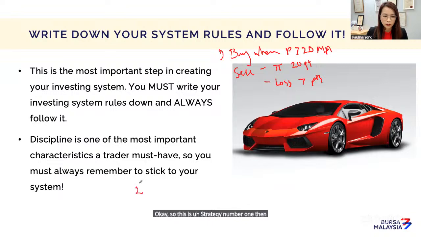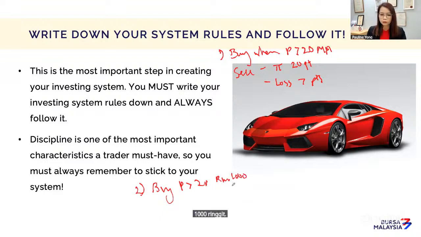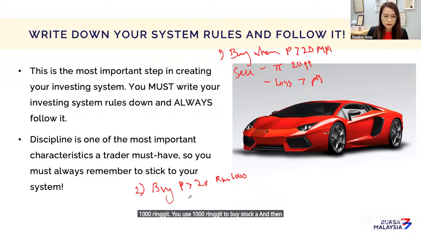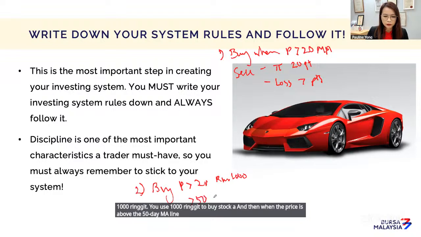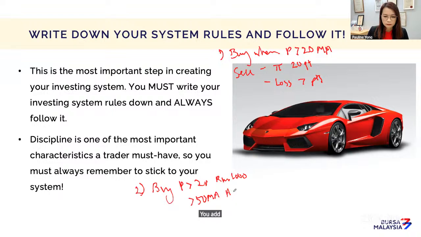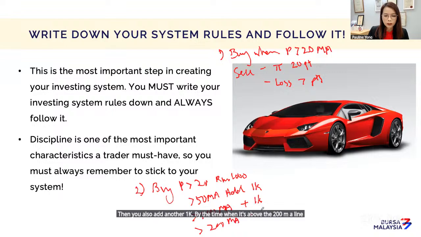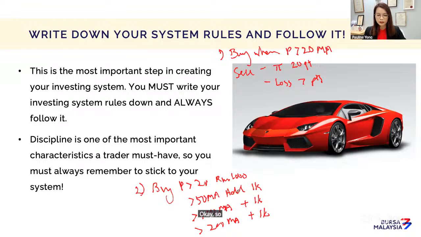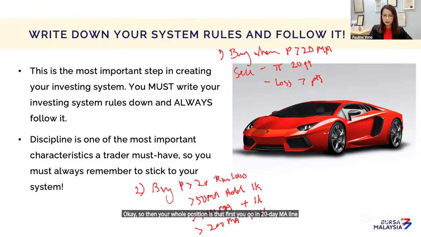Then another, more advanced one. You buy when the price is above the 20 MA, with 1,000 ringgit, to buy stock A. When the price is above the 50 period MA line, which could be a 50-minute chart or 1-hour chart or whatever, you add another 1,000 ringgit. When it crosses above the 100 MA line, you add another 1K. By the time it's above the 200 MA line, you add an additional 1K. So first you go in at the 20-day MA line with 1,000 ringgit, then at the 50-day MA line you add another.